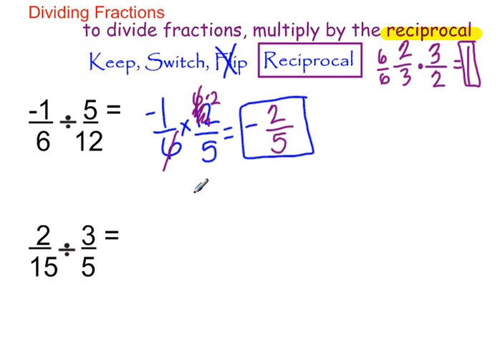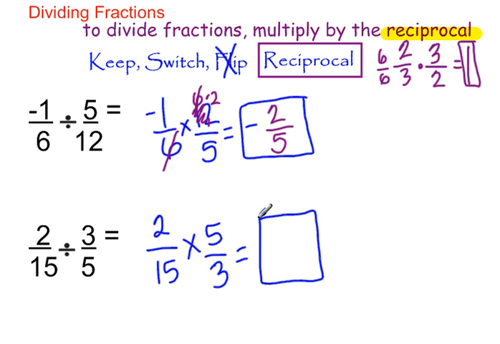Let's try another one. Keep the first fraction. Switch the division to multiplication. And that third step is reciprocal. The reciprocal of 3 over 5 is 5 over 3. I don't see any negatives, so this will be a positive answer.